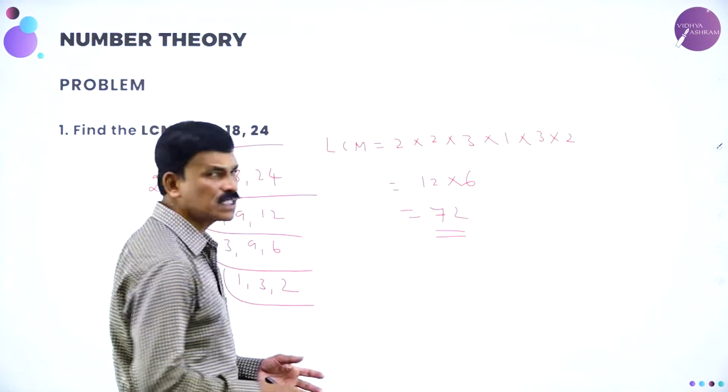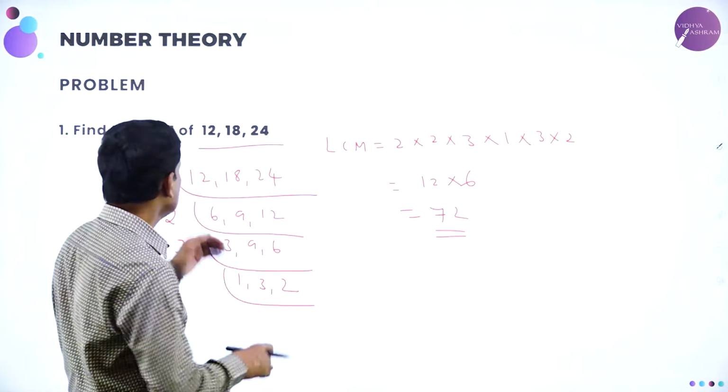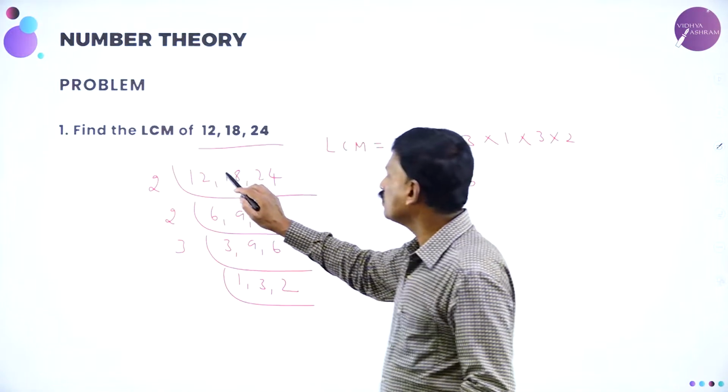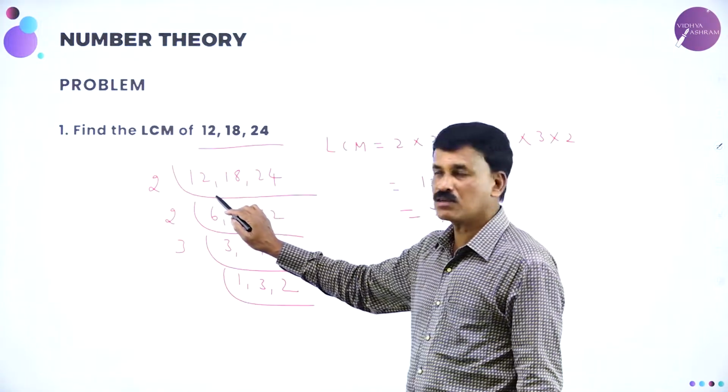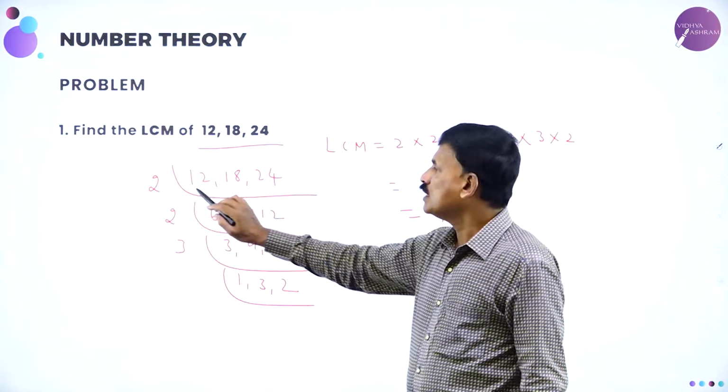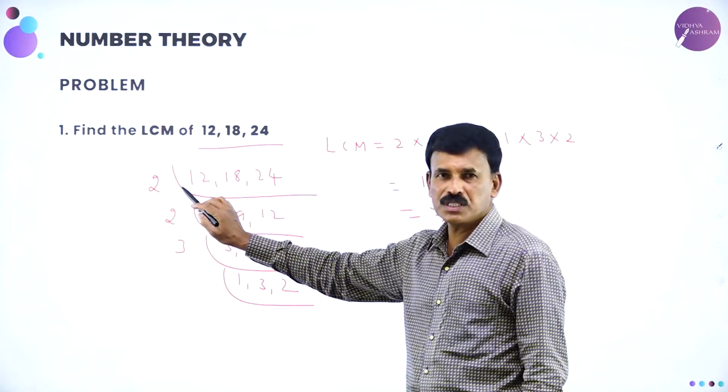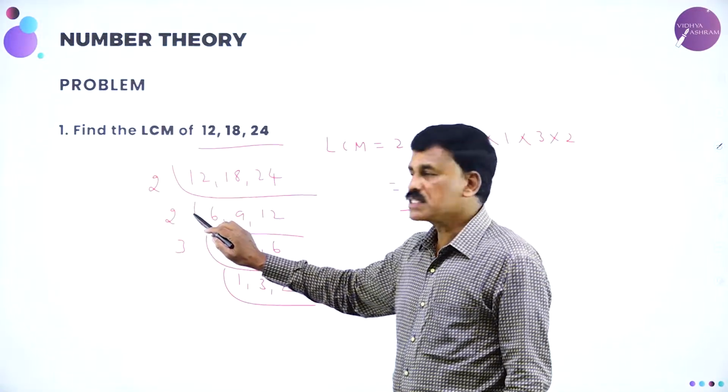Okay, listen to me, this is a very simple and easy concept. Write down all the given numbers in the first line separated by commas: 12, 18 and 24. Then just divide using the prime numbers like 2, 3, 5 and 7.